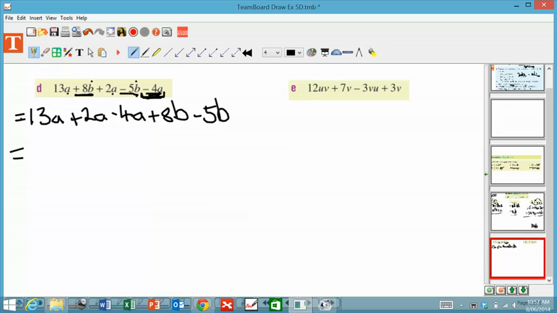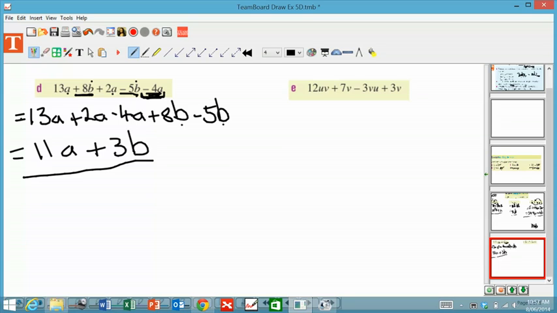So 13 plus 2 gives me 15, minus the 4, so 15 minus 4 gives me 11. So 11a for that first one. The a gets tacked on at the end. Plus, I'm assuming it's going to be a plus answer here, and I can tell because the numbers are bigger. I've got a b and a b, so 8 minus 5, which is 3, and I put the letter on at the end. That is my answer.